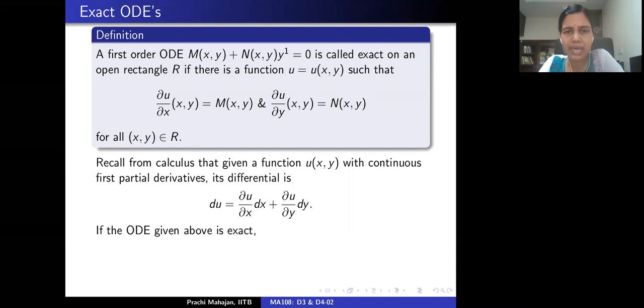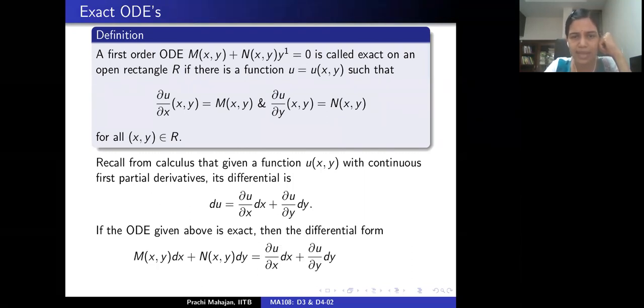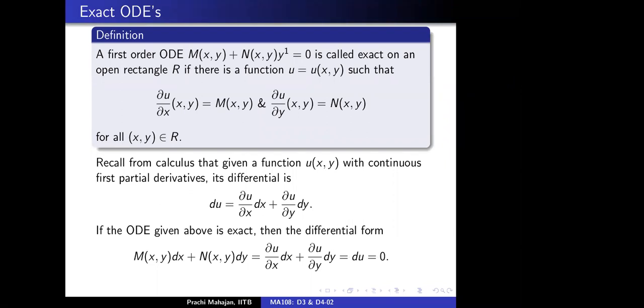Suppose that we know that the partial of u with respect to x is M and the partial of u with respect to y is N. So if I plug this in here, what will I have? Then this differential form, M dx + N dy equals, so in place of M, I am going to write the partial of u with respect to x, and in place of N, the partial derivative of u with respect to y. Now the right hand side is exactly the differential of u, correct? And this equals 0.